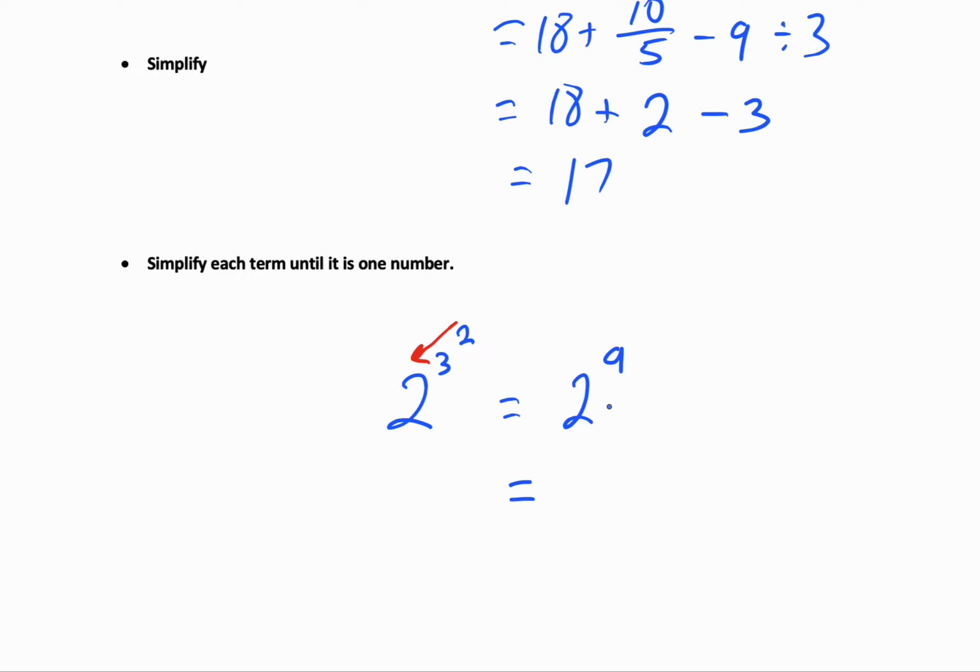2 to the power 9 means you multiply by 2, 9 times. So you can go 2, 4, 8, 16, 32, 64, 128, 256, 512. The result is 512.